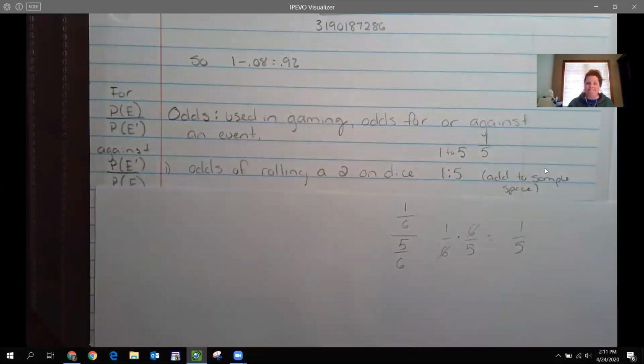All right. Okay, 1 to 5. They add to the sample space. Do you know how many people will put 1/6 on there? You'll get it wrong.